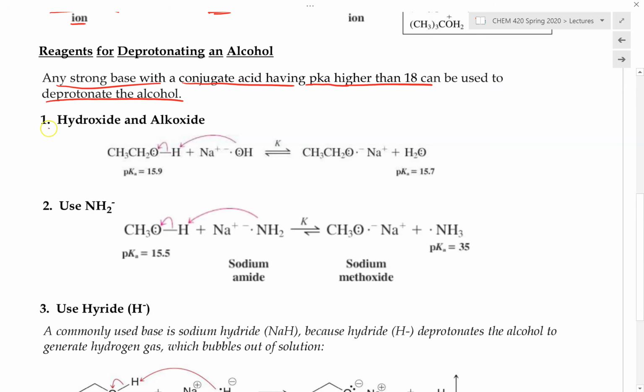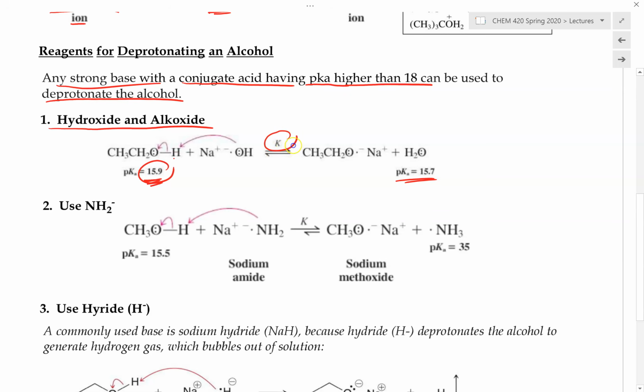First, hydroxide and alkoxide. If we take an alcohol, let's say here in this case ethanol, its pKa is 15.9. When we react this with hydroxide, it will be able to come in and deprotonate this alcohol and convert it into water. Here in this case, the pKa of water is 15.7 versus the pKa of this alcohol, which is only 15.9. So you can see they have very similar pKa.